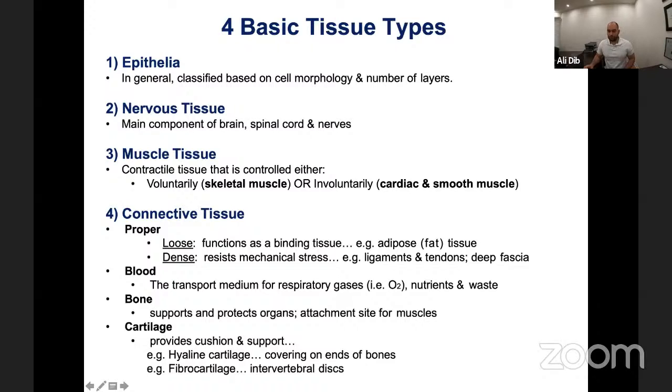So we're going to go through the 4 basic tissue types right now. It's a lot of words in the slide, I know. I like to just go quickly over it because it's important to understand the histology and the physiology behind the human body as well. The epithelia is another way of saying the skin.